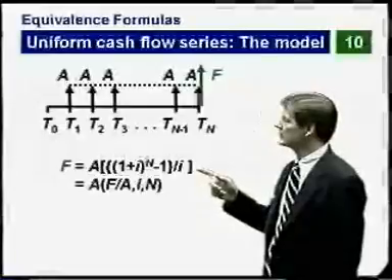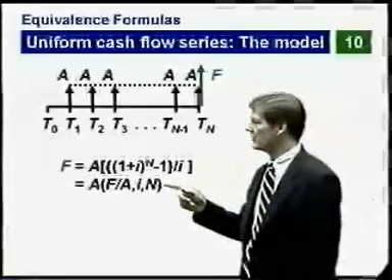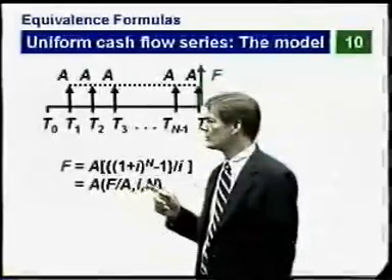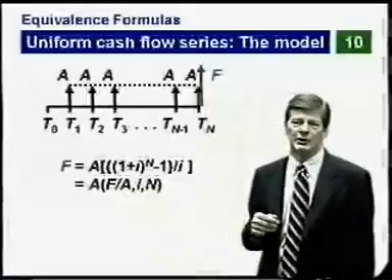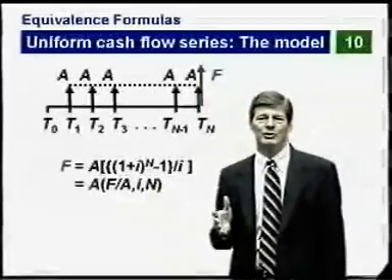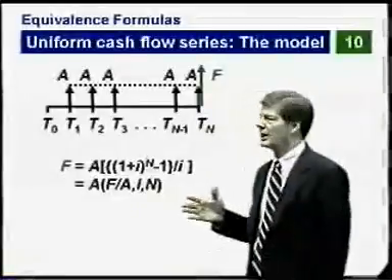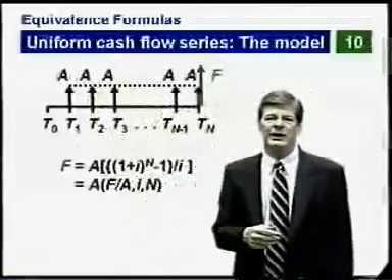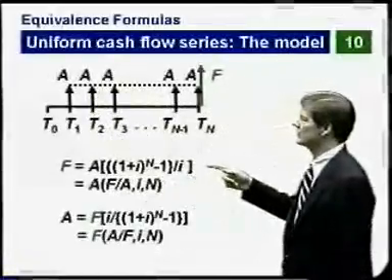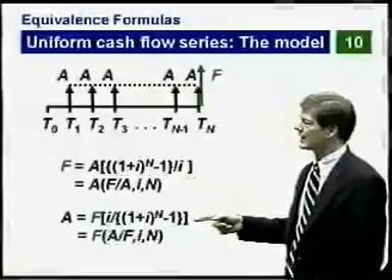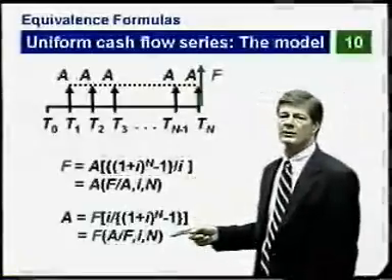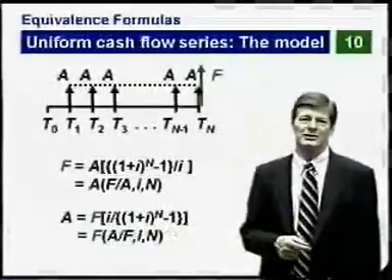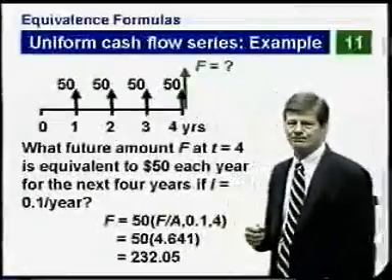This expression here, this formula, can be represented by this equivalence factor, which is read, find F given A when you can invest funds at rate I for n periods. As I'm sure you can appreciate, there's going to be times when I am given F and I may want to solve for A. Well, to do that, I simply rearrange this particular equation to look like this. And I can represent that through an equivalence factor, which is read, find A given F at interest rate I for n periods. Take an example.